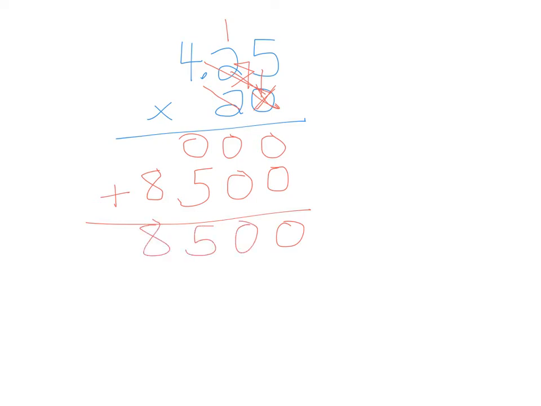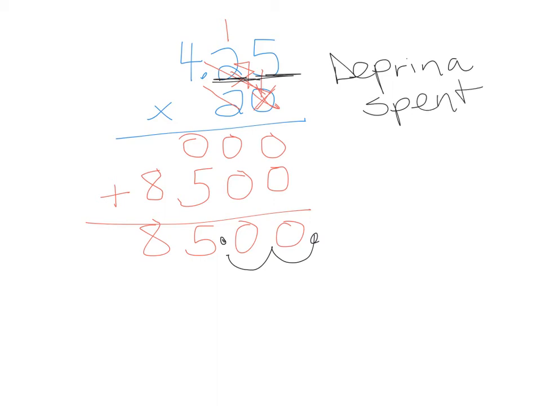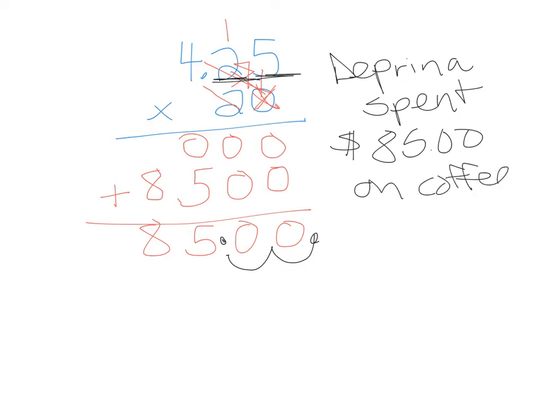I'm going to look back and see that I have 2 digits after the decimal point in the question. So I need to have 2 digits after the decimal, to move the decimal point over 2 digits in the answer. So to have my answer complete, I'm going to write Deprina spent $85 on coffee that month.